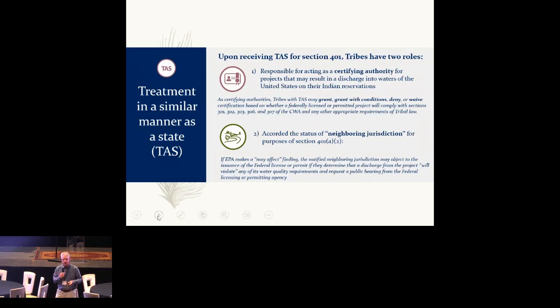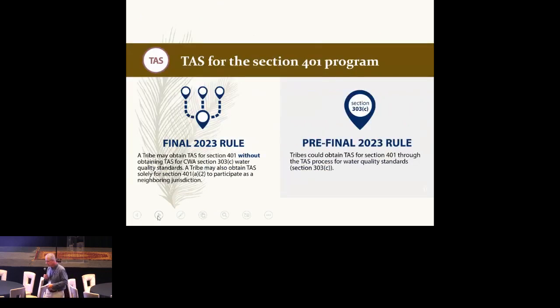So if, for example, the state is a certifying authority, but you're downstream of that action, the 401A2 process is a mechanism to allow you to evaluate those upstream effects that could potentially affect your water quality. We'll talk a little bit more about the 401A2 process as we go through the slides. One thing I really want to note, and we'll go into this in a little more detail, is that currently the 401 certification process is tied to section 303C water quality standards. So that's the way the current process works.